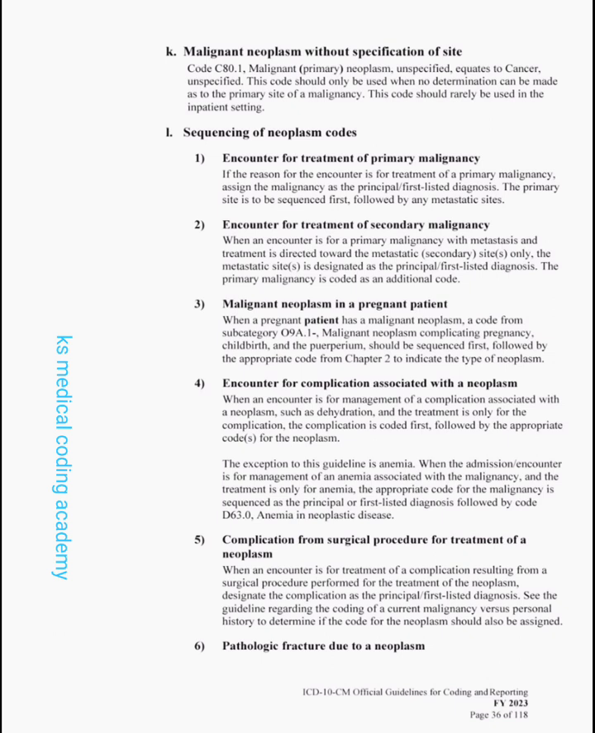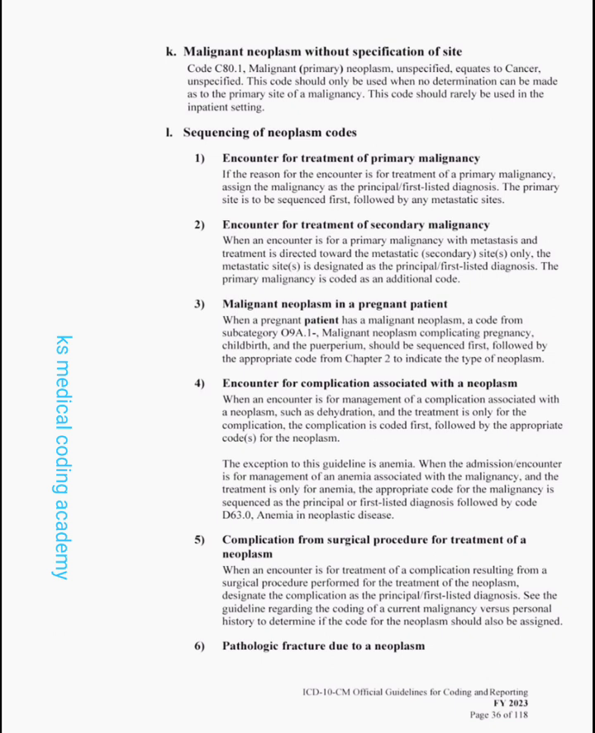The primary malignancy is coded as an additional code. 3. Malignant neoplasm in a pregnant patient. When a pregnant patient has a malignant neoplasm, a code from subcategory O9A.1, malignant neoplasm complicating pregnancy, childbirth, and the puerperium, should be sequenced first, followed by the appropriate code from Chapter 2 to indicate the type of neoplasm.